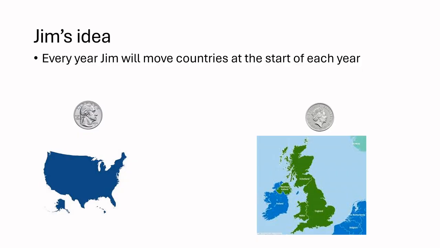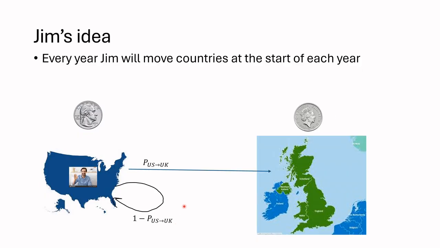So, this is how he's going to decide to move. He's going to have two coins, and they're both going to be unfair coins. And it's a different coin in each country, as I've denoted here. You have this coin and you have this coin over here. So you have Jim, and he starts in the United States.